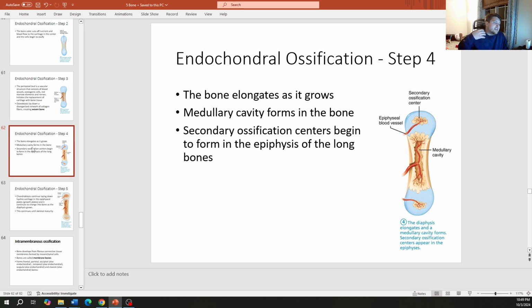Now the bone continues to elongate, continues to grow. It gets longer, like most of these are long bones, and you'll form a medullary cavity, a little cavity in the middle where the bone marrow is. Remember that newborns primarily have all red marrow throughout.